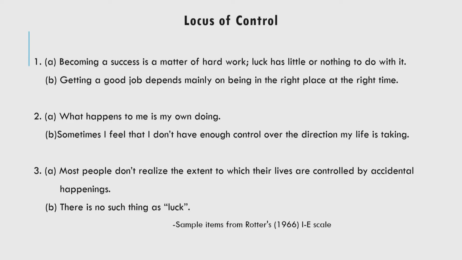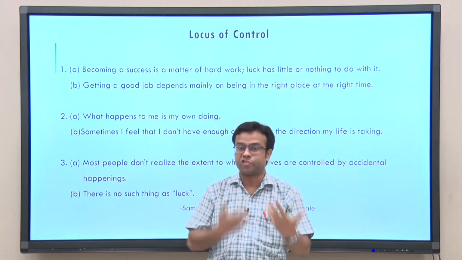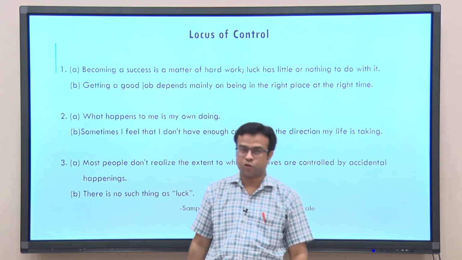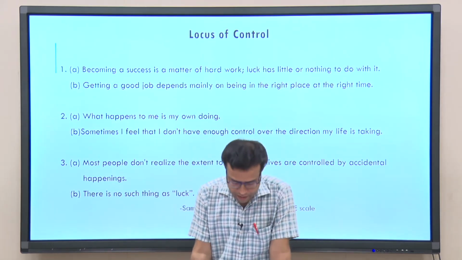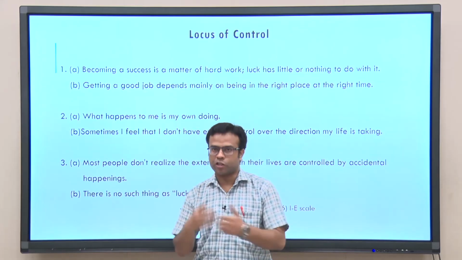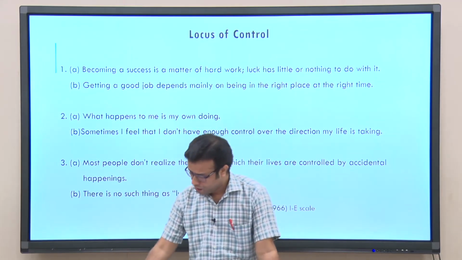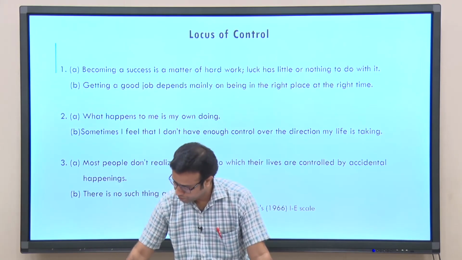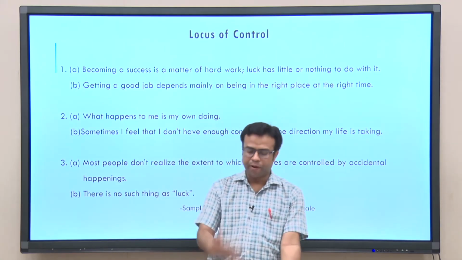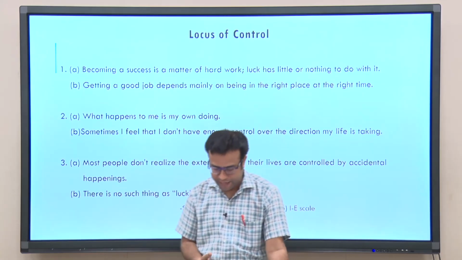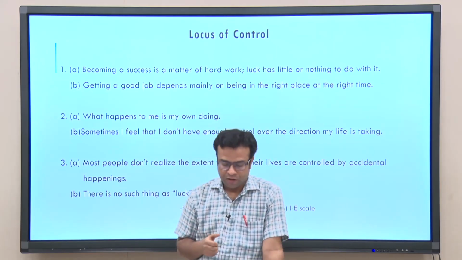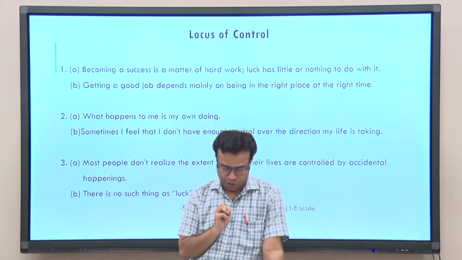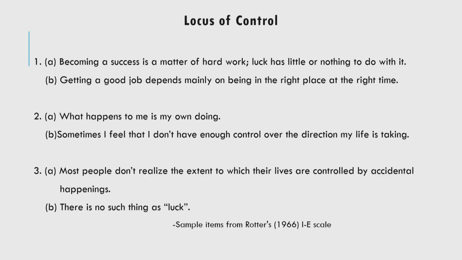Okay. So, the next personality characteristic that is connected to stressful circumstances, or that influences stress reaction, is called locus of control. Before talking about what locus of control is, we will look at a few sample items from another scale, developed by Rotter, to measure your locus of control. These are 3 sample pairs of items.